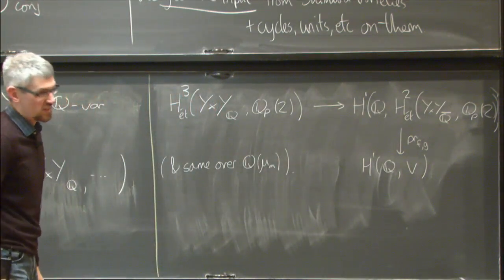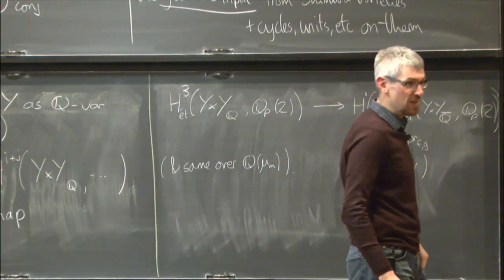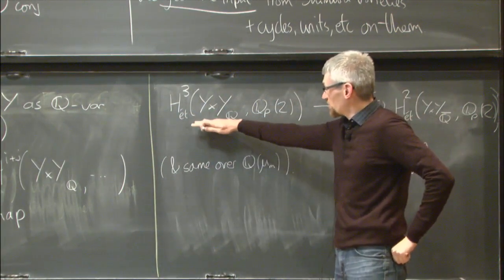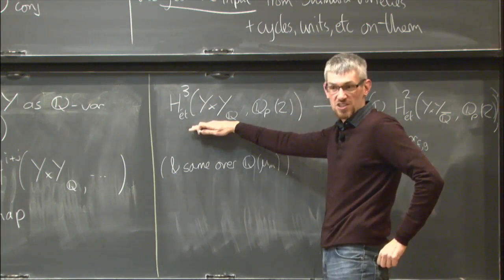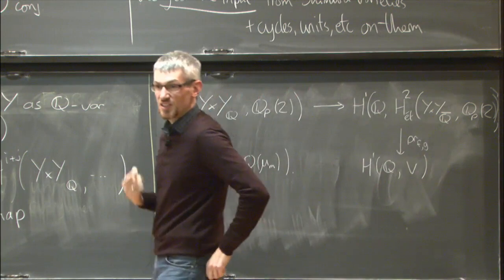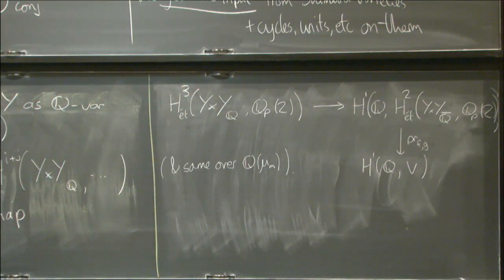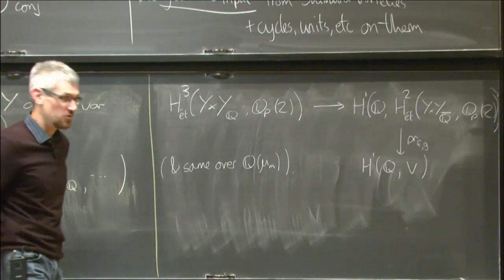So in order to construct elements in the cohomology of V over lots of different fields, I'm going to construct elements in this thing, absolute étale cohomology, of Y over many different fields, satisfying norm relations. And suddenly I have more tools available. I have more geometric things I can do because it's cohomology of a variety.